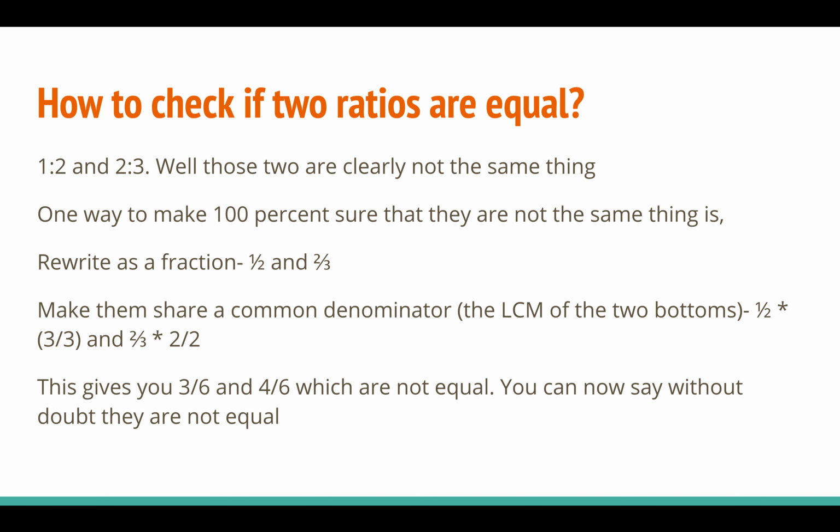So, how do you check if two ratios are equal? Well, 1 to 2 and 2 to 3. Those two aren't the same thing, but how do you make 100% sure? Rewrite them as fractions, which is 1 divided by 2, and 2 divided by 3. Then make them share a common denominator, which is the LCM of the two denominators. The LCM of 2 and 3 is 6. So multiply 1/2 by 3/3, which is still 1, so 1/2 times 3/3 is 3 divided by 6. And then 2/3 times 2/2 is 4 divided by 6. These two aren't the same thing, so that means that these two ratios aren't equal either.